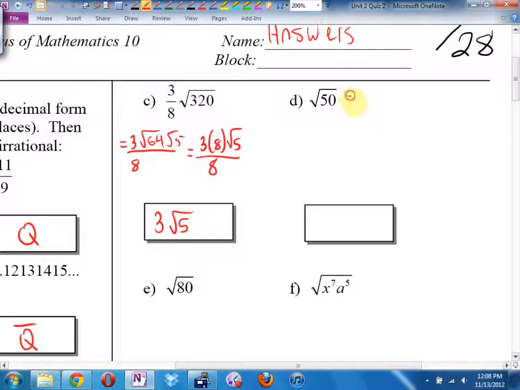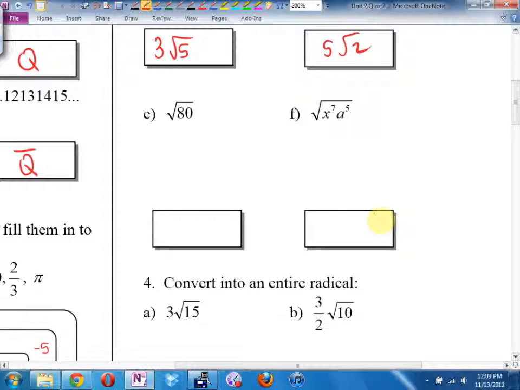Root 50, hey, I like this one. This is root 25, root 2. This is 5, root 2, half mark for the 5, half mark for the 2. Root 80, this is root 16, root 5. It's 4, root 5, half mark for the 4, half mark for the root 5.